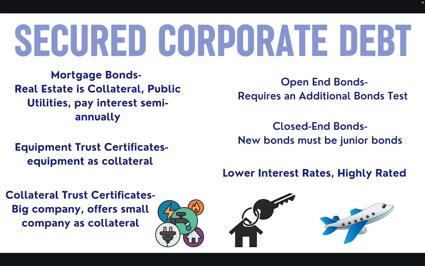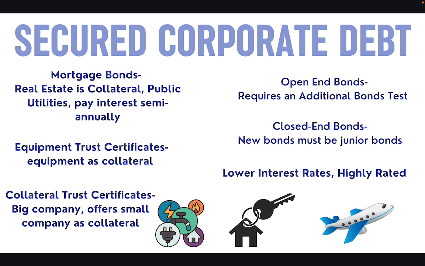Another type of secured corporate debt is equipment trust certificates. The equipment is the collateral. Think of airlines. Often if they want to purchase a new airplane, in order to get that loan, they will use collateral from an old airplane. And there are collateral trust certificates. These are big companies offering small companies as collateral. Okay, so listen, if we can't pay our debt, we're going to give you the rights to X company.